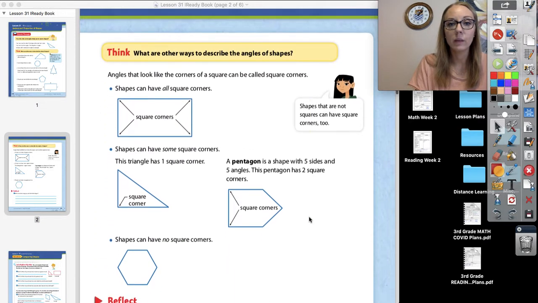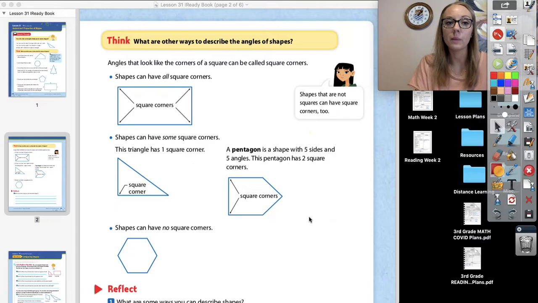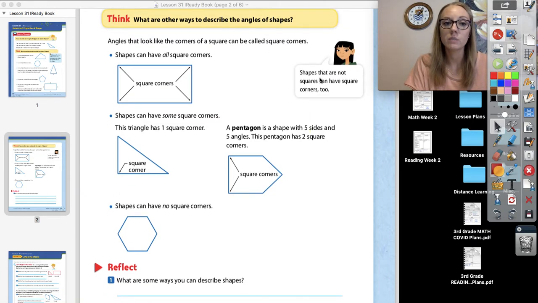All right, moving on to page 331. It says, think, what are other ways to describe the angles of shapes? Angles that look like corners of a square can be called square corners. Just like I said earlier, shapes can have all square corners, no square corners, some square corners.